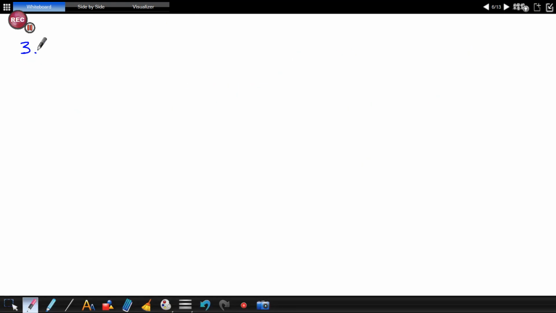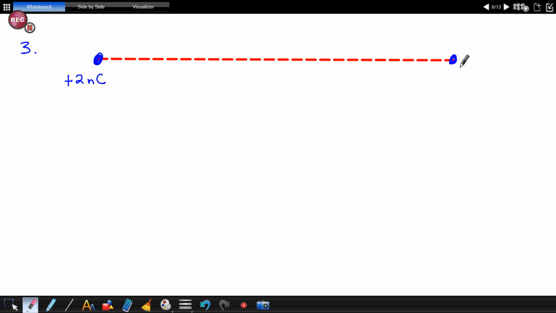Okay. The sketch isn't there, so we need to draw the sketch. 3 point charges lie on a straight line. So your diagram will look something like this, where there's a straight line. And the 1 point charge will be somewhere. The first one is a plus 2 nanocoulomb, and the last one is a plus 3 nanocoulomb. No, sorry, negative 3 nanocoulomb.